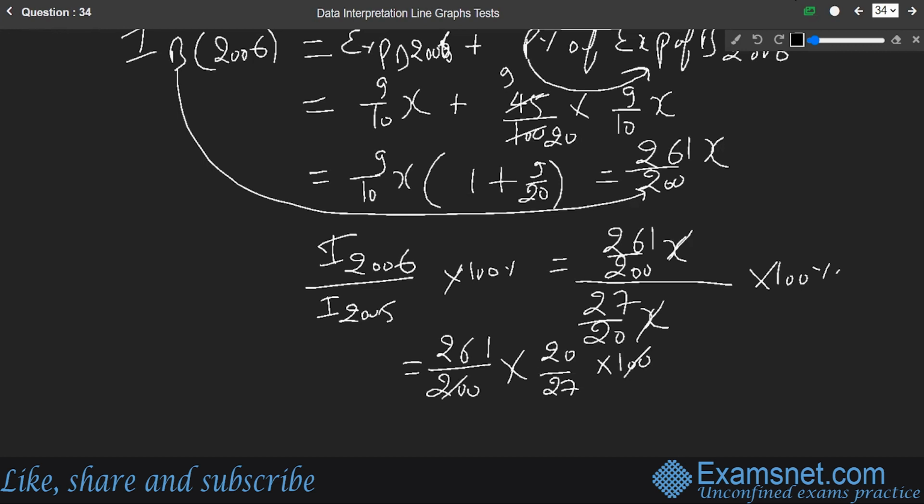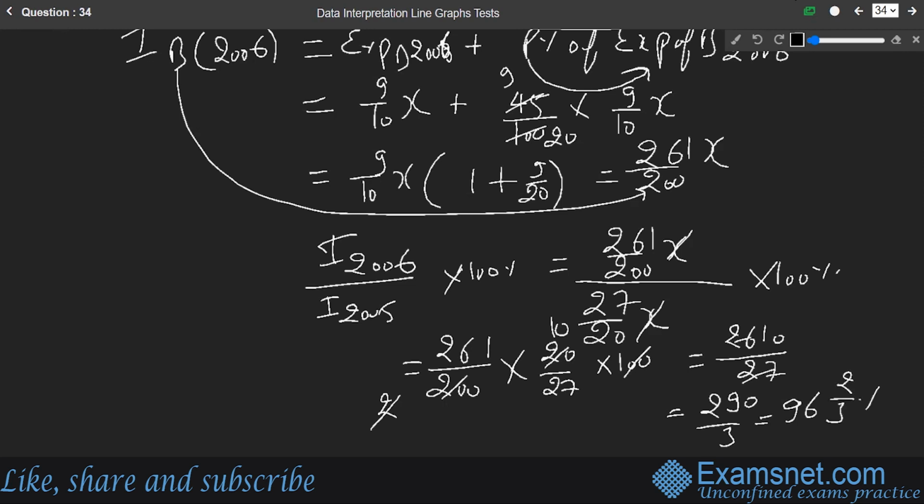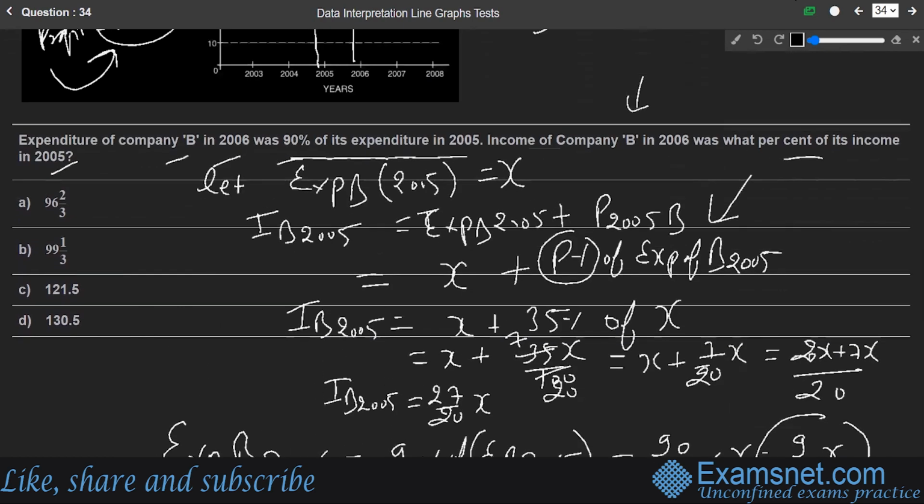So 100 can cut this 200 by 2, and this 2 can cut this 20 by 10. So clearly it becomes 2610 divided by 27. If we solve this, it comes out to be 290 by 3, after simplifying by 9, as both the numbers are getting cut by 9. 290 by 3 is precisely 96 2 by 3%. So that is the final answer, 96 2 by 3%. Let us see where it is available. It is available in option A. So it becomes the right answer there.